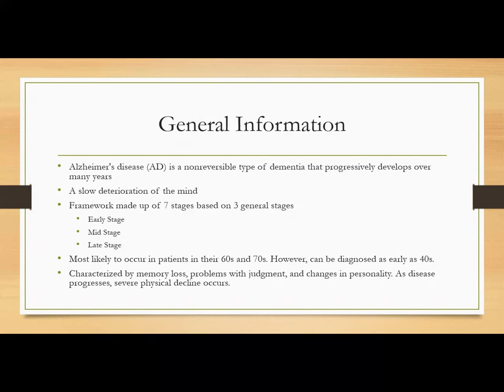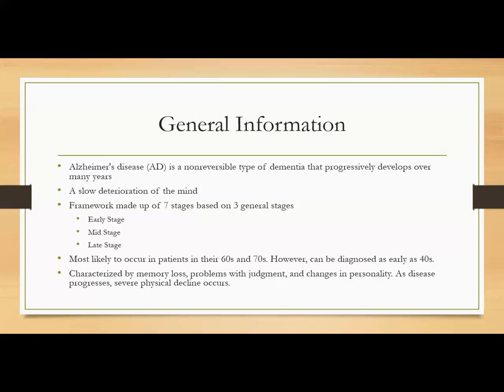The percentage of dementia attributed to Alzheimer's disease ranges from about 60 to 90%. So what it really is, is the slow deterioration of the mind. So it's a very relentless kind of disorder that slowly progresses over time.